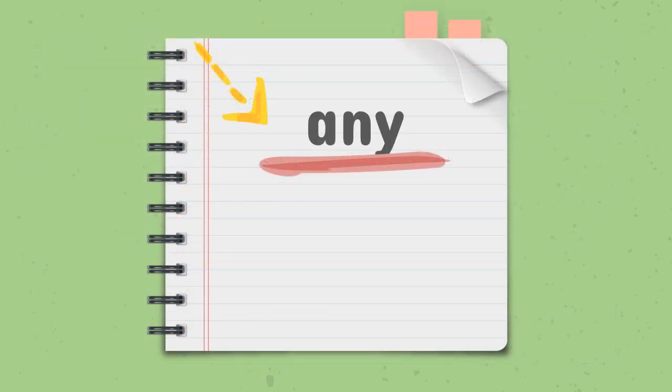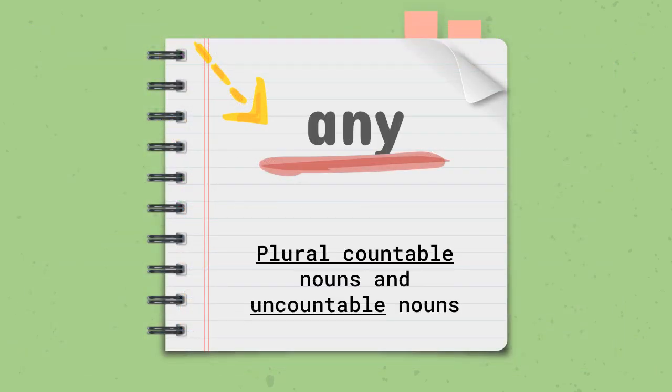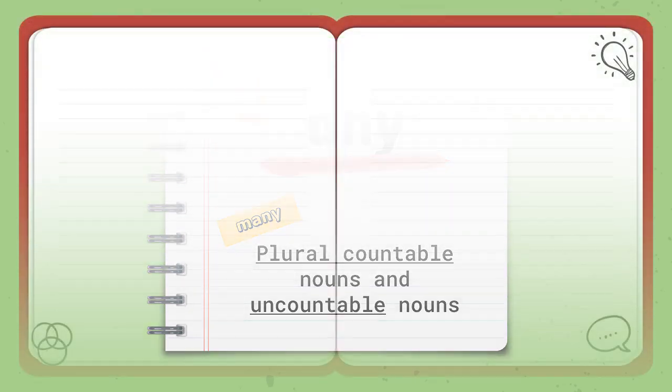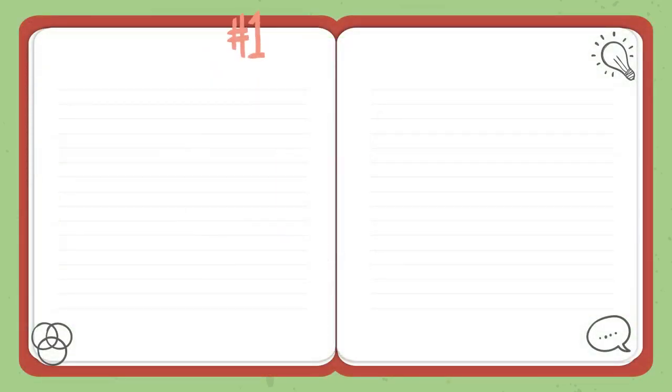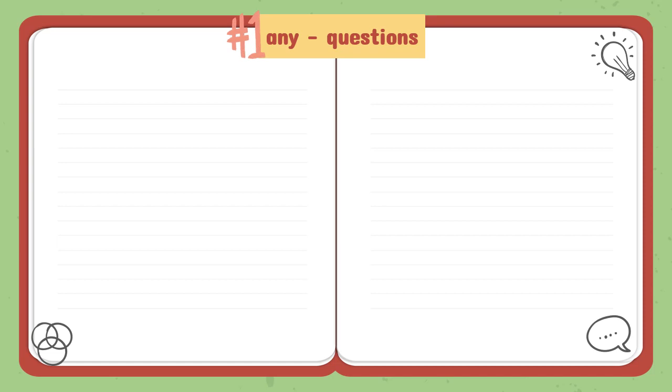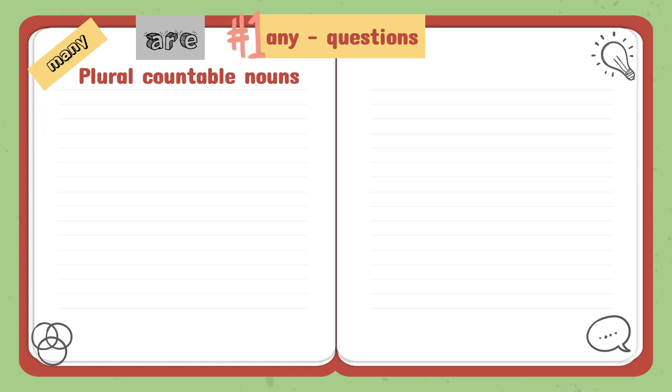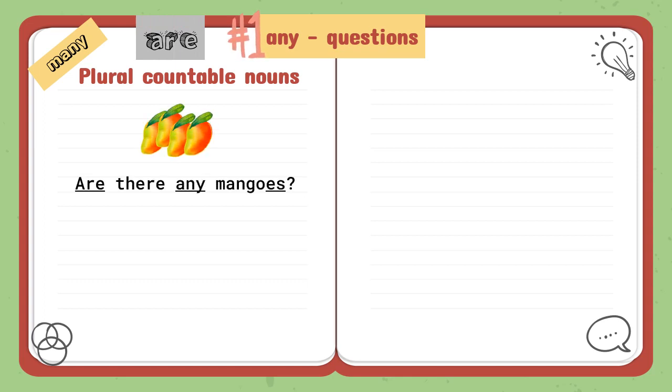Now we will learn about any. Also the same thing. Any is for plural countable nouns and uncountable nouns. What is plural? Many. Alright. First, we use any for questions. Let's look at number 1. Plural countable nouns. What is plural? Many. So for many, we have to use the verb are. Okay, good. So this is the first example.